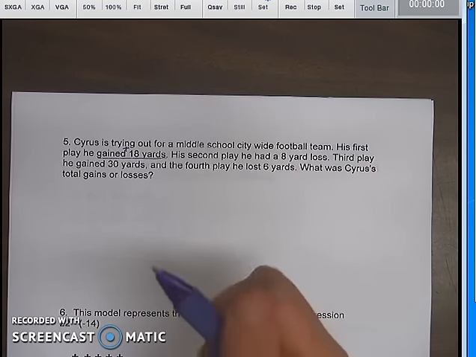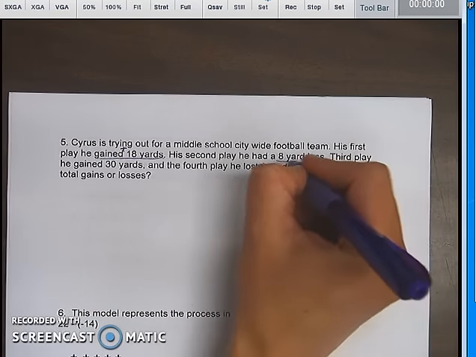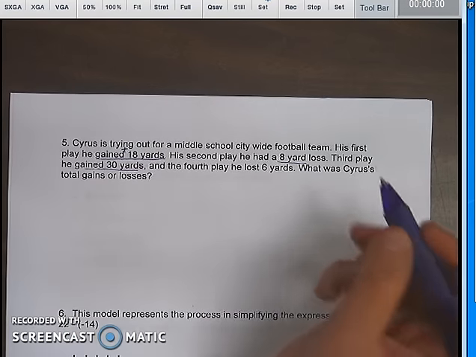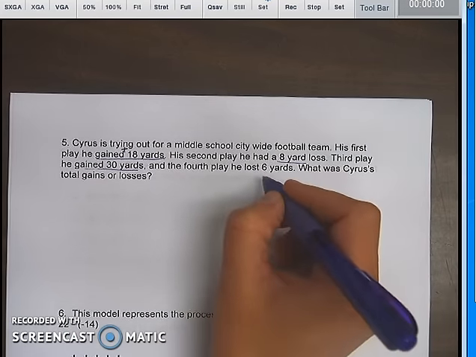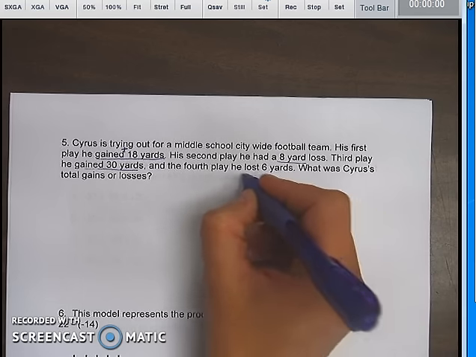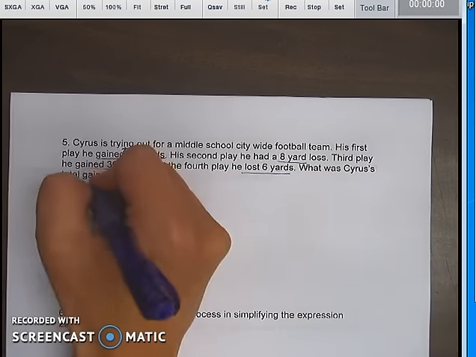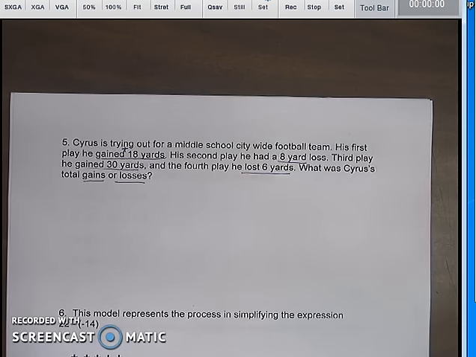On the second play, he had an 8-yard loss. The third play, he gained 30 yards. And the fourth play, he lost 6 yards. What was Cyrus's total gains or losses? Okay, so on this one, you're going to have to indicate whether it is a positive number or a negative number. So a positive would be the gains, and the losses would be negative.